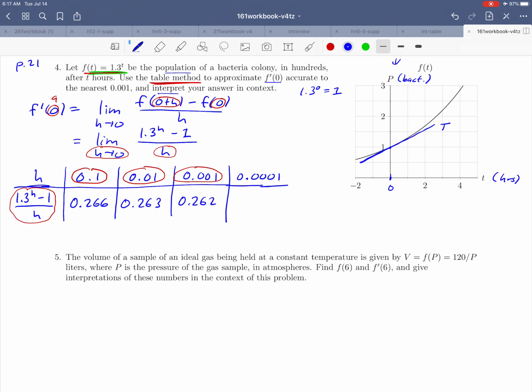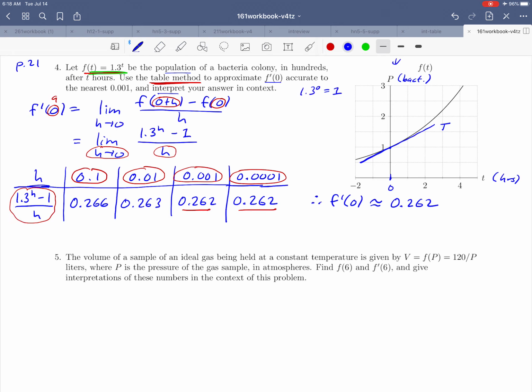That number is not the same as 0.263, the number to the left of it, so we need to keep going. And what you'll discover if you plug in 0.0001 is that if rounding to 3 decimal places, you do get the same number. So the fact that these two numbers are the same suggests that if we kept going and made h even smaller, we're probably going to just keep getting 0.262 over and over again. So our best estimate of f prime of 0 is 0.262.